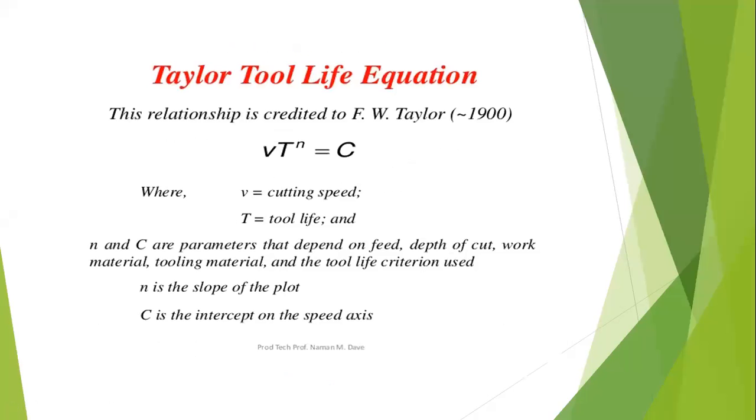In the 19th century, Taylor derived the relation known as Taylor's tool life equation, that is V T to the power n equals C, where V is cutting speed, T is tool life, and n and C are parameters that depend on feed, depth of cut, work material, tooling material, and the tool life criteria.